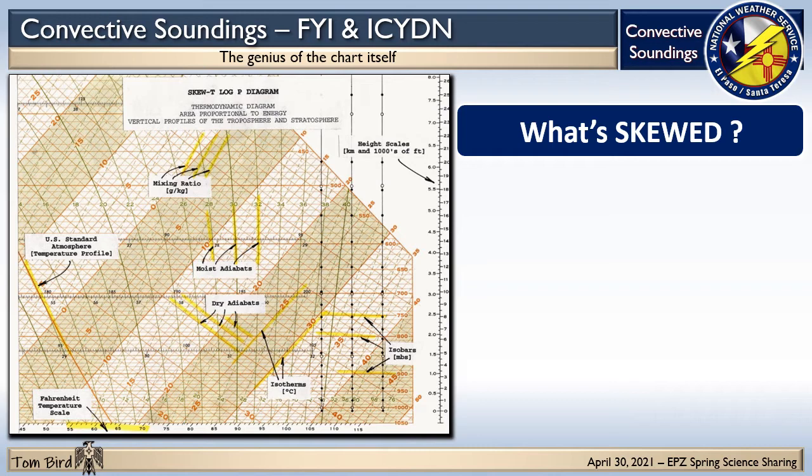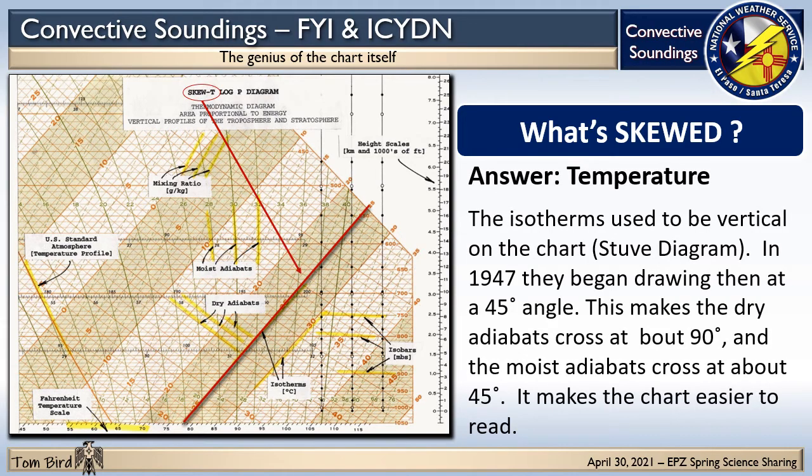So when we talk about the Skew T or the sounding, why is it called the Skew T? Well, the answer is because the temperature lines on the chart are skewed. They used to be straight up and down. It was called the Stuve diagram back then. But in 1947, they began drawing them at a 45-degree angle from the bottom. And what this does is it makes the dry adiabats cross the temperature lines at about 90 degrees and the moist adiabats at about 45 degrees. It makes the chart easier to read.